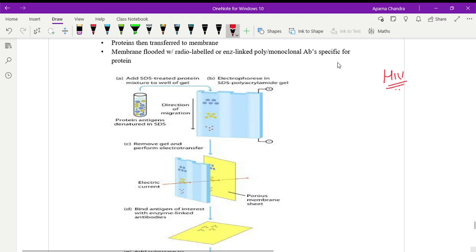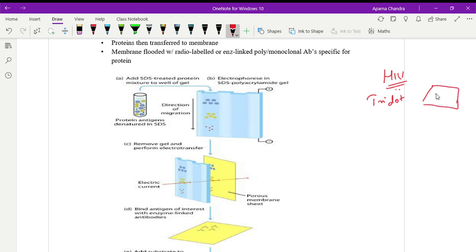Say, for example, we suspect that a person's sample has HIV proteins in it. To confirm that, first, if a person has come with some symptoms, the doctor advises them to go for a tridot test. That is the basic first test that is done for identifying HIV. So what is this tridot test? It is a small chip method.